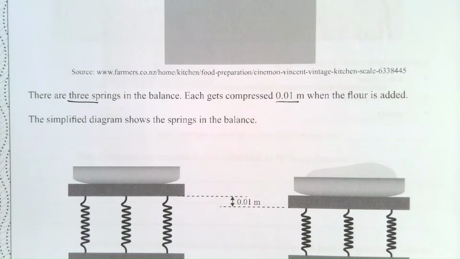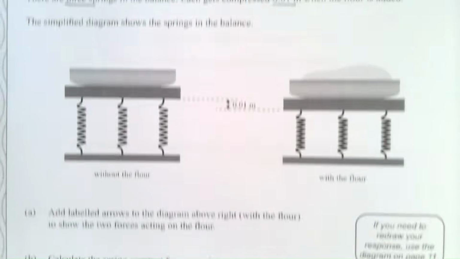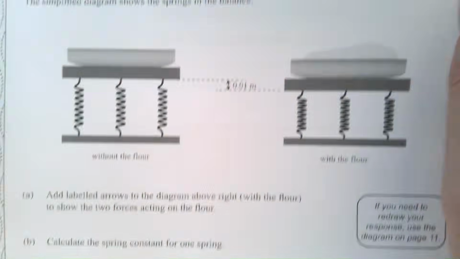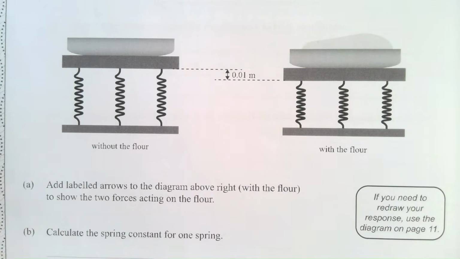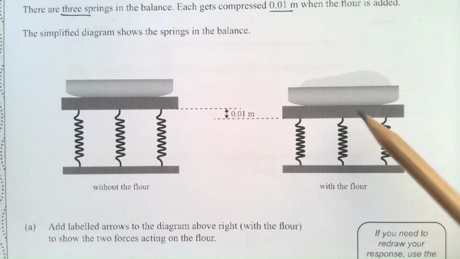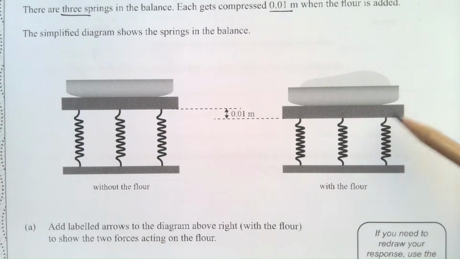The simplified diagram shows the springs in the balance. Okay, and we can see that adding the flour has sunk it by 0.01 meters. We are told in part A to add labels to the diagram above right with the flour to show the 2 forces acting on the flour. Now be careful here. The flour is not in contact with the individual springs, so don't be tempted to draw 3 forces due to the springs. It's just the forces that the flour is experiencing.